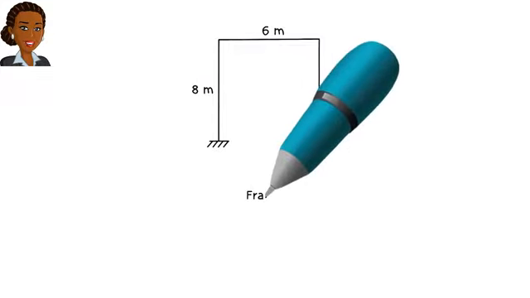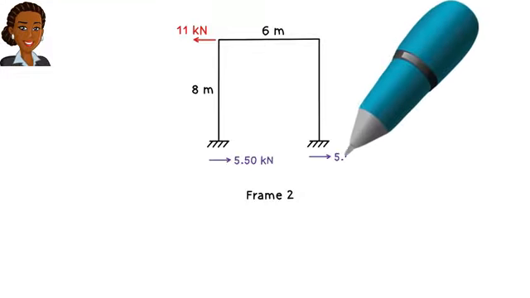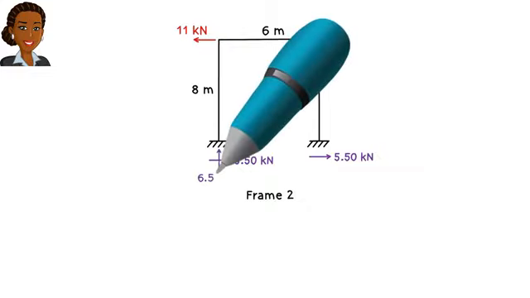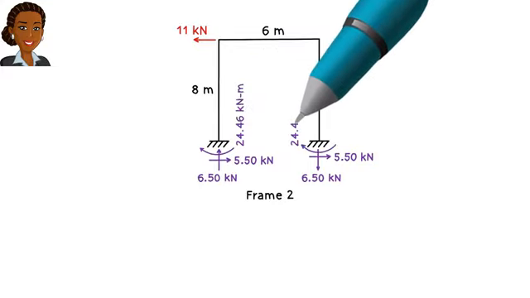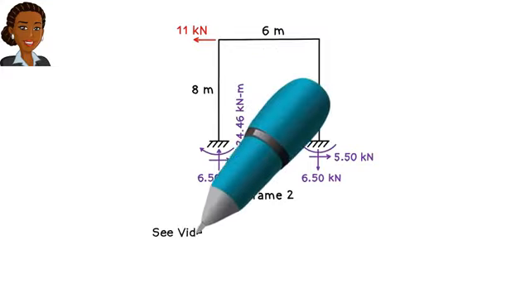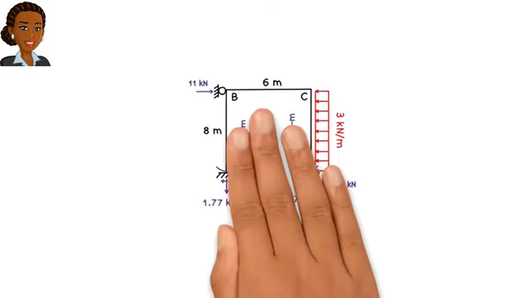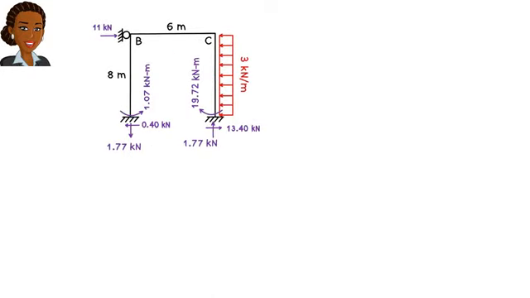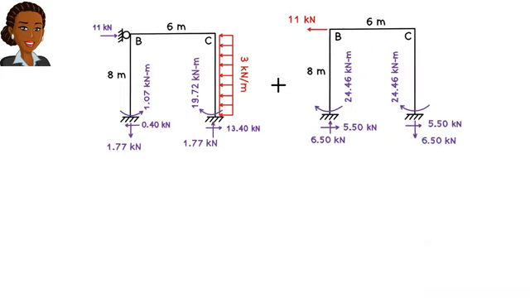Now we can analyze frame 2 using the technique discussed in lecture SA41. Here are the results of the analysis. The details are presented in video SA42B. According to the principle of superposition, the support reactions for the original frame can be obtained by adding the corresponding support reactions in frames 1 and 2. So we can write the following.